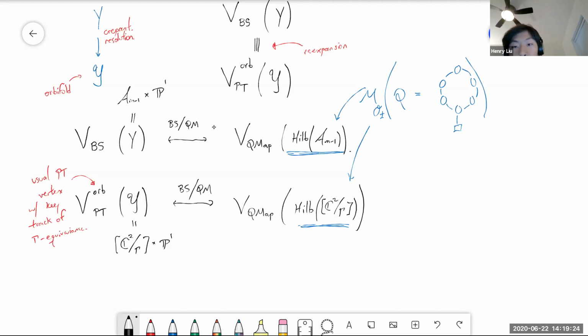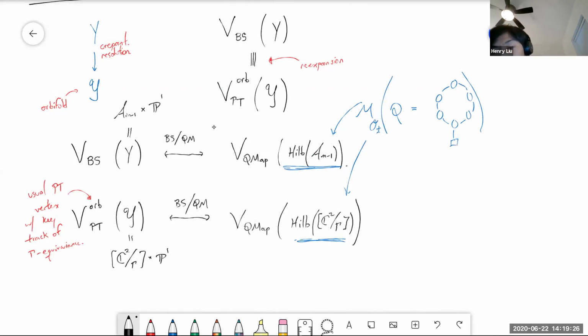For those of you who have thought about this in the past, the whole wall and chamber structure essentially looks like a whole bunch of lines passing through the origin like this. And theta plus will be somewhere over here, theta minus will be over here.